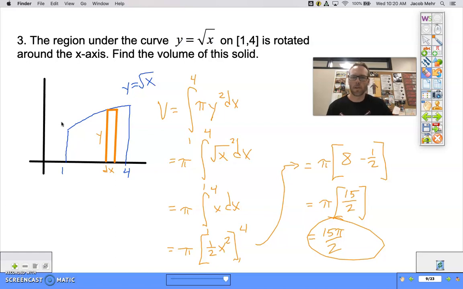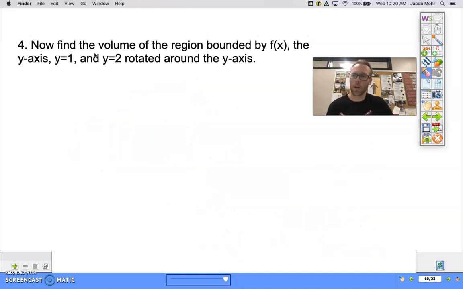All right, so in our previous video, we took the square root of x on the interval from x's from 1 to 4, rotated around the x-axis. Well, my problem today, our first problem today, is that we're going to now find that volume by taking that same function, but now we're going to rotate it around the y-axis from y equals 1 to 2.